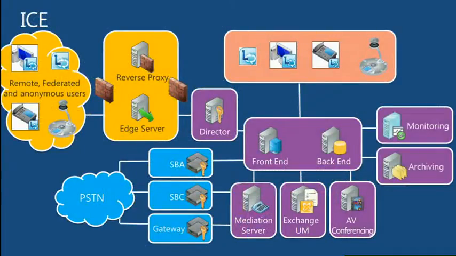Okay, so in a typical Lync environment, on the very left side you have all the external users, including remote, federated, and anonymous. Then I have my perimeter network, reverse proxy, and Edge server. I do have my internal network, director, front-end, back-end, all the server roles. I have internal clients. And I have my telephony environment with my SBAs and gateways connected to the PSTN. Question is now, who uses ICE? What will be an ICE endpoint?